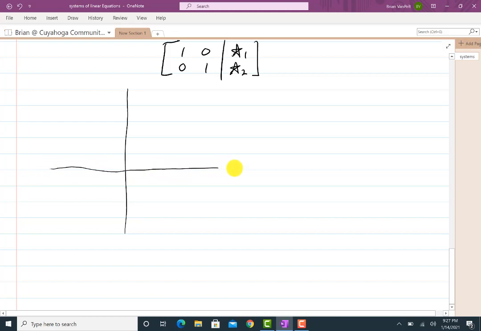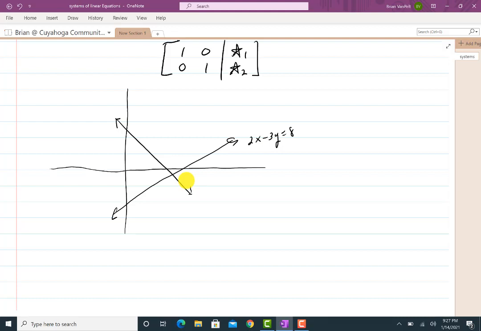So on the one hand, we had a line that came in like this. That would be 2x minus 3y equals 8. And then we had another one that comes down like this a little bit. And that was the other equation, which was what? 5x plus 4y equals 17.